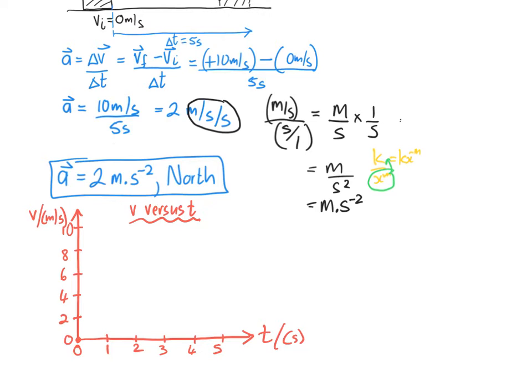So at 0 seconds, the velocity was 0 meters per second. I'm going to represent it with a dot and a circle around it. And at 5 seconds, the final velocity was 10 meters per second. So what happened in between here?